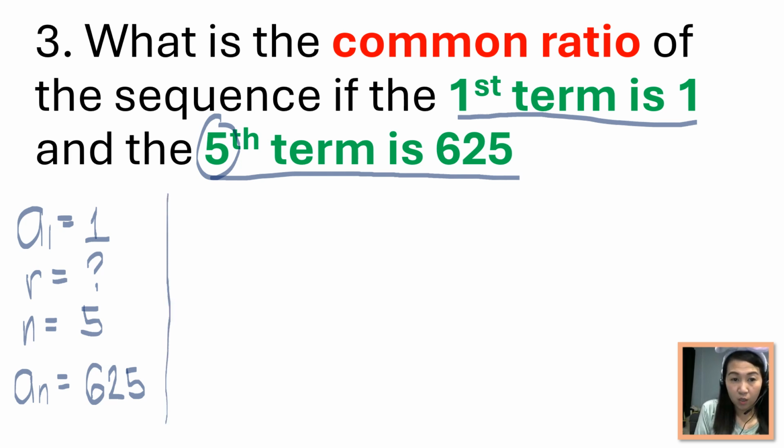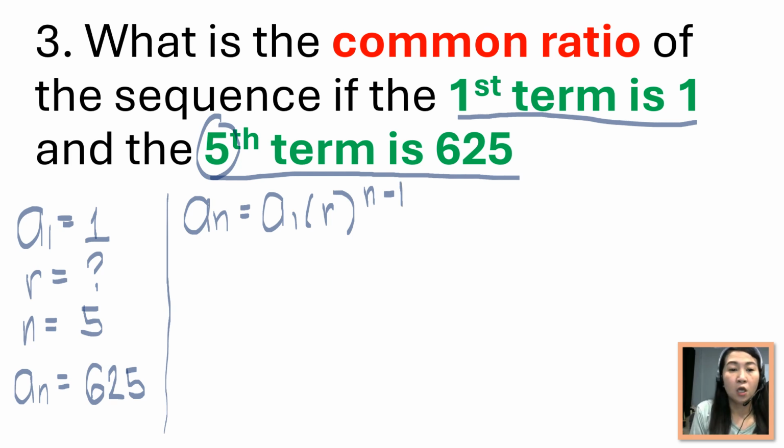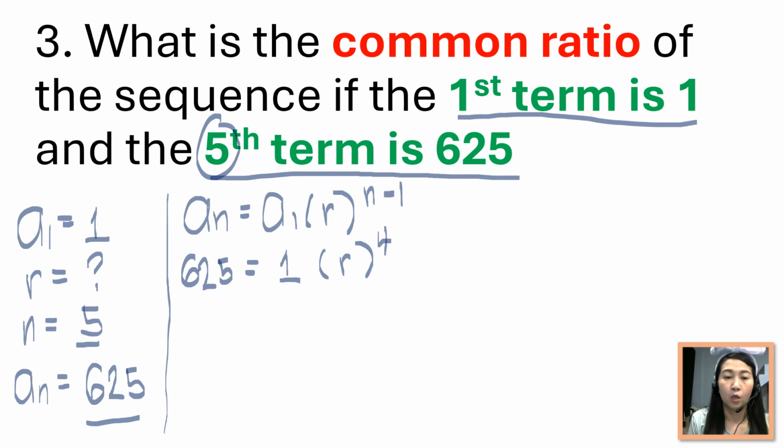Step number 2, substitute your given to the formula of geometric sequence. A sub n is equal to a sub 1 times the common ratio raised to n minus 1. Your a sub n is 625. Our a sub 1 is 1. Our common ratio is unknown. Our n is 5. So n minus 1, 5 minus 1, that is 4. Okay, so we need to cancel out first the value beside the common ratio, that is 1. So divide both sides by 1, it still gives us 625.